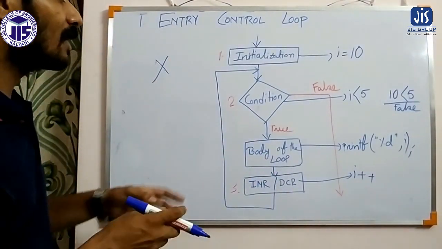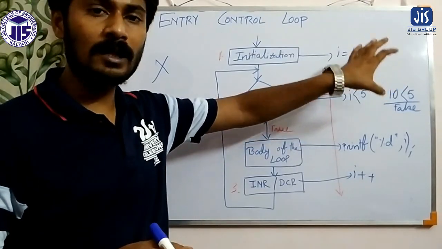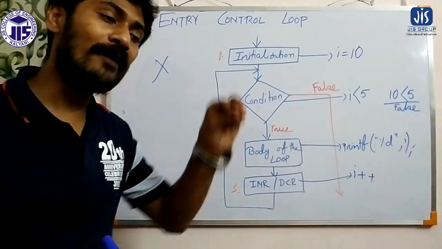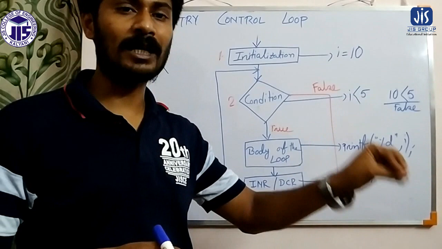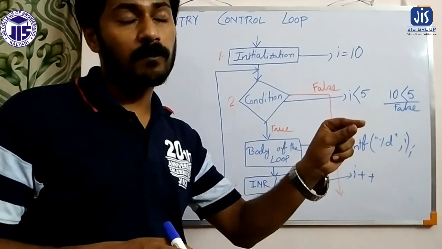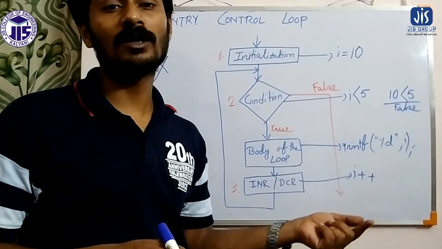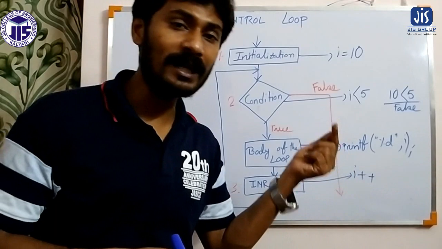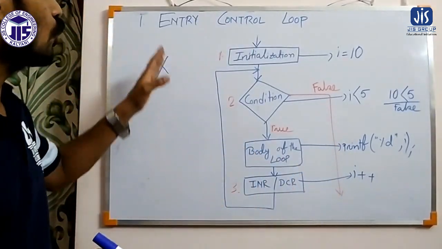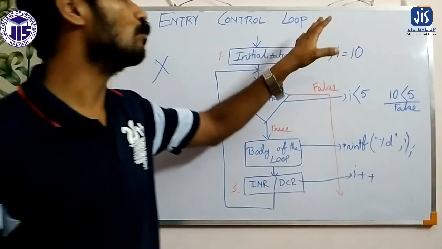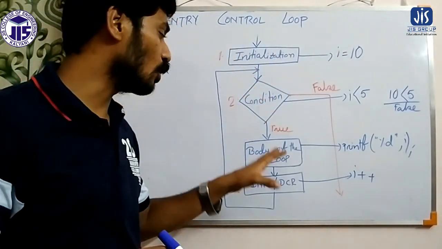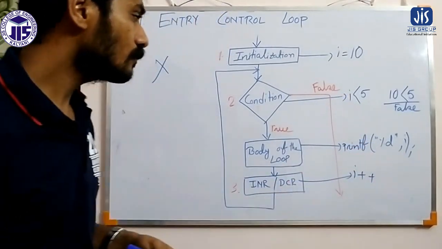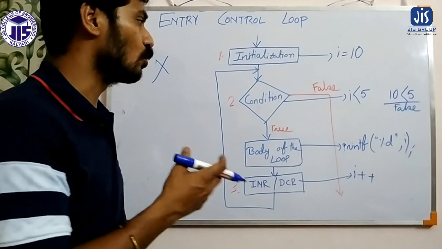Here you can see that with a false condition, we cannot enter into the body of the loop. To execute the body, we have to satisfy the condition. Means not a single time can we execute the body of the loop with a false condition. Every time we have to satisfy the condition. That's why it is called an entry control loop, where the entry into the body is restricted by a condition. Okay. Now this is all about the entry control loop.